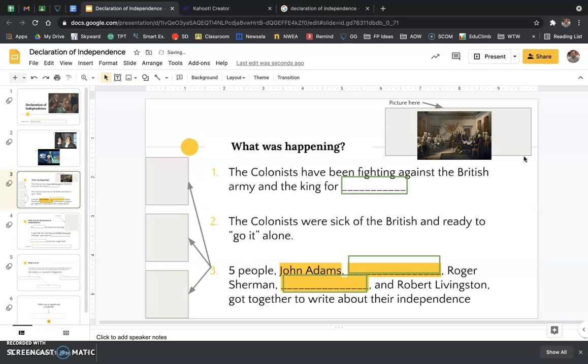All right. So what was happening during this time? The colonists, like we had said, were fighting against the British Army and the king for a year. It had been one full year of the American Revolution. It was not going super well. They were losing, but they still wanted to let the king know, like, hey, when we win, this is what's going to happen. The colonists were sick of the British and ready to go it alone, which, like we said, is independence. They did not want to be with him anymore, right? We talked about how the king was making all those terrible decisions, and they were done.